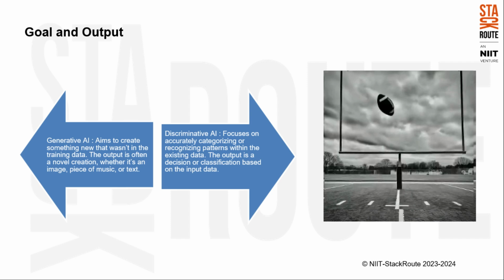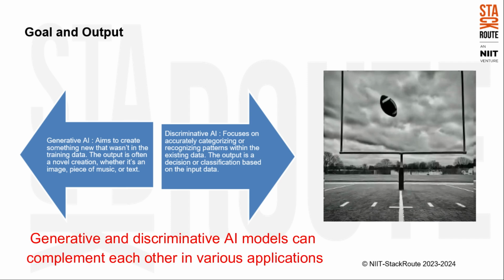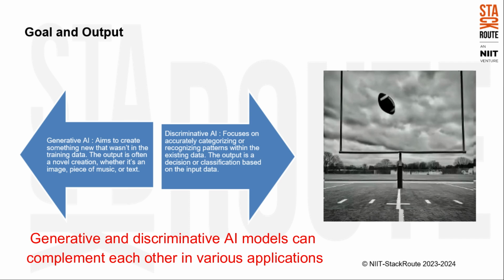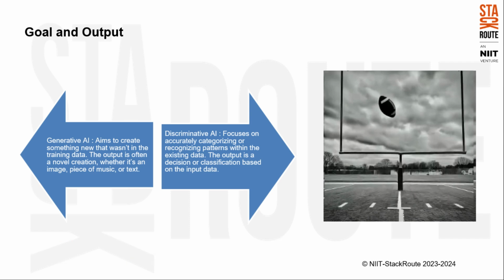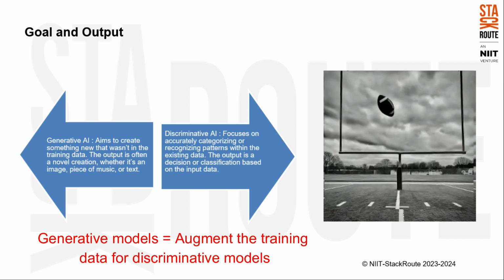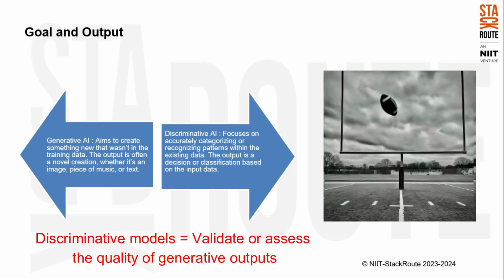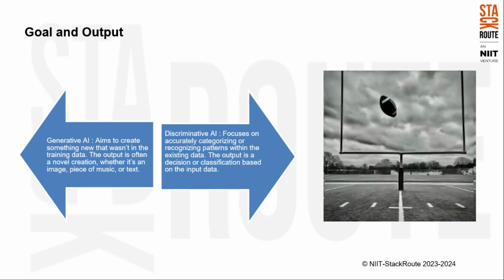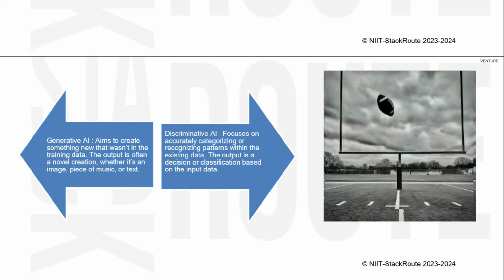It is important to note that generative and discriminative AI models can complement each other in various applications. For example, generative models can be used to augment the training data for discriminative models, while discriminative models can validate or assess the quality of generative outputs. The choice of AI model depends on the specific goals of the task, whether it's to generate new content or perform accurate categorization and recognition within the existing data.